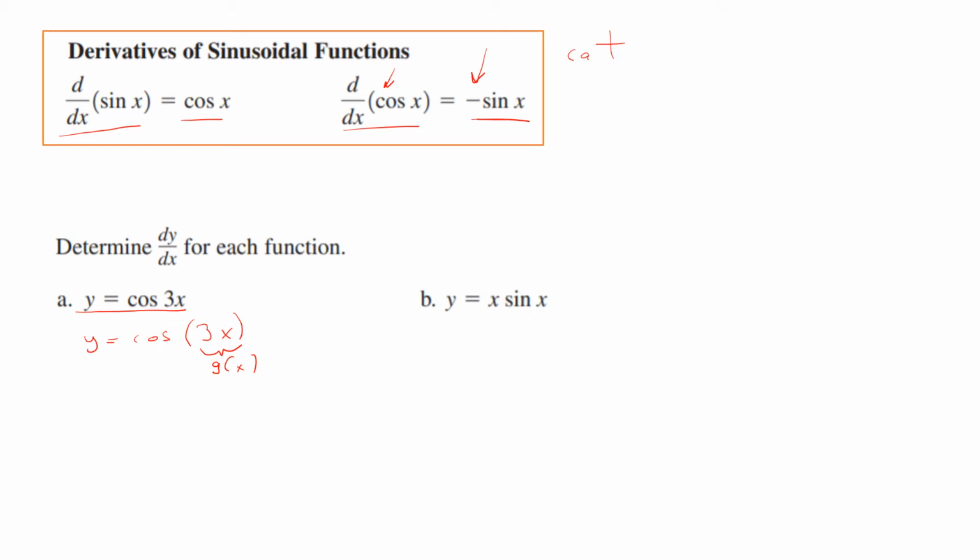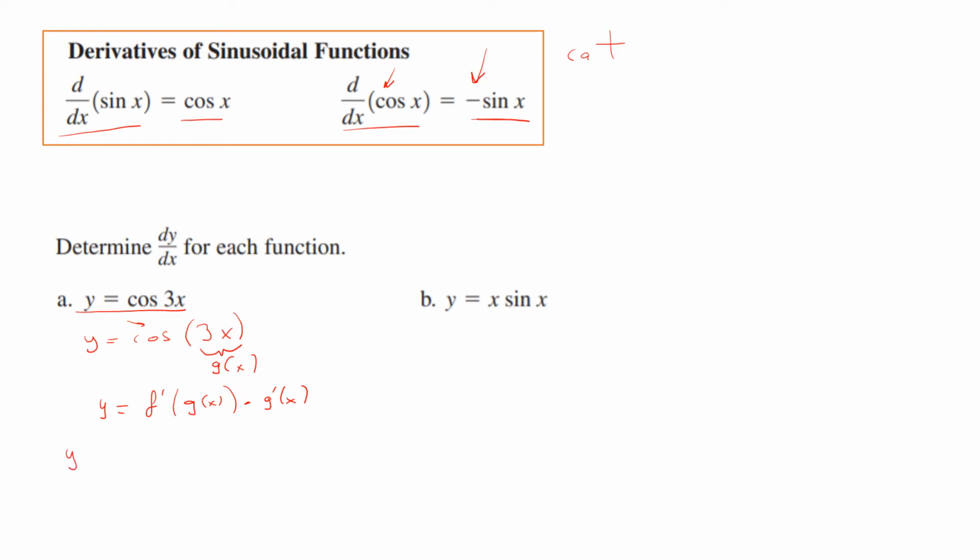When we're taking the derivative, what happened previously with composite functions, if you remember, was we took the derivative of the outside first, kept whatever is inside the same, in this case 3x, and then multiplied by the derivative of the inside, which was g(x). So I will do the same thing over here.